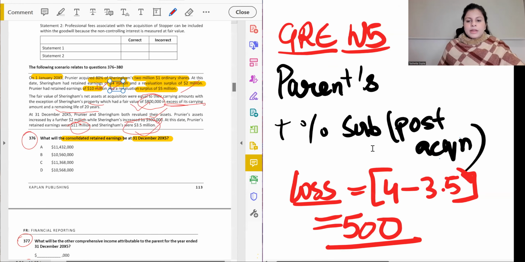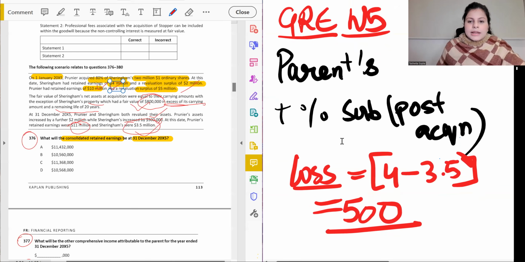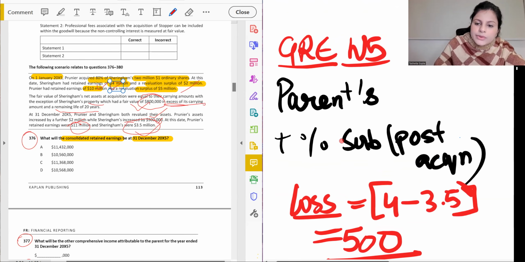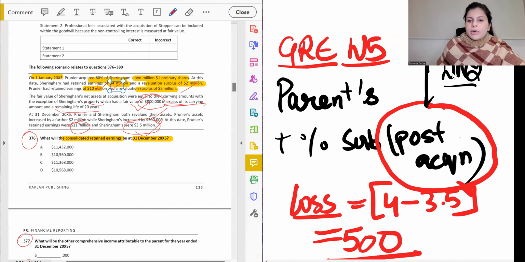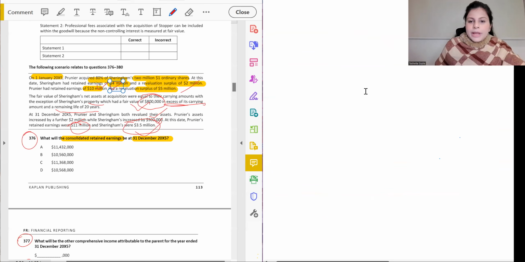Awesome. Now, if you talk about this post-acquisition movement, from which working note do you get this post-acquisition movement in consolidation? Working note number 2. Very good. So we get this from working note number 2. So what's there in my working note number 2? What are my subsidiary's net assets?